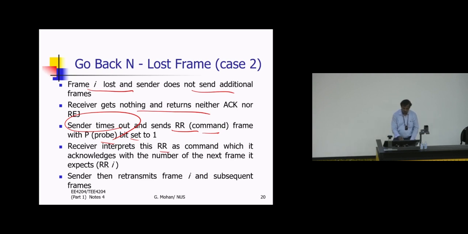Now the receiver will respond with some RR, which frame it is expecting. If it is expecting frame number I, it will say RR I. If it is expecting something else, it will send RR and that number. So in this case, I was lost. Assuming that it has received until I minus 1, it will respond with RR I: I want the frame number I onwards. Then the sender will send frame I plus 1, I plus 2, etc.